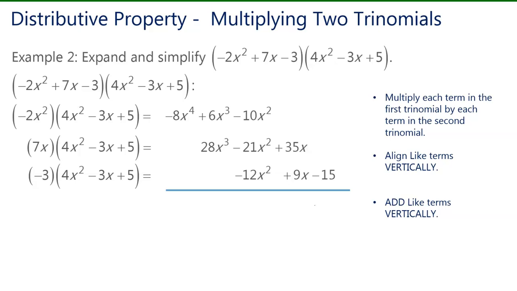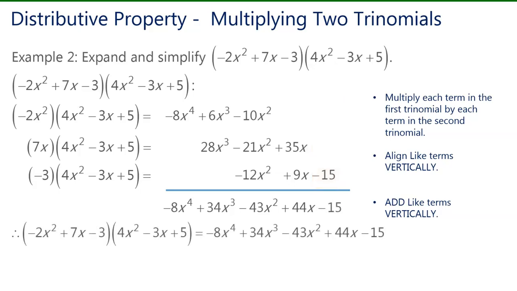Add terms vertically. In the first column, we just have negative 8x to the 4. In the second column, we have 6x cubed plus 28x cubed, giving us 34x cubed. In the third column, we get negative 10x squared, subtract 21x squared, subtract 12x squared, resulting in negative 43x squared. In the second last column, we get 35x plus 9x, resulting in 44x. And in the last column, we just have negative 15. Our product is therefore negative 8x to the 4 plus 34x cubed, subtract 43x squared plus 44x, subtract 15.